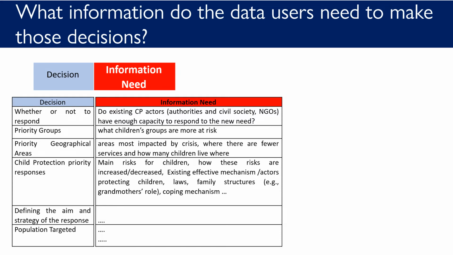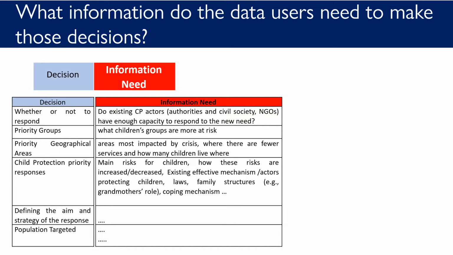What information do I need in order to decide whether or not to open child protection programs in a country? For example, if the existing child protection actors, authorities, civil society, NGOs, have enough capacity to respond to the new need. What information do I need in order to decide what groups the child protection response will prioritize? Well, I need to know what children groups are more at risk, they are discriminated maybe, or they're poor, or on the front line of a conflict, or in violent areas, or where they have fewer resources.